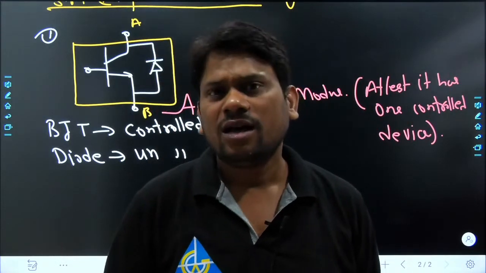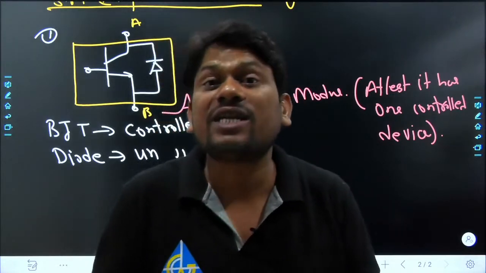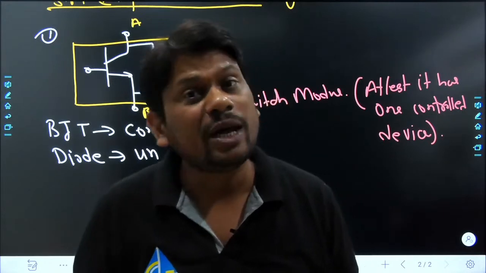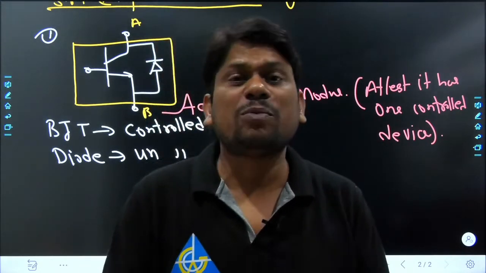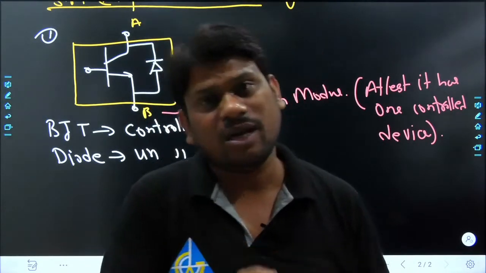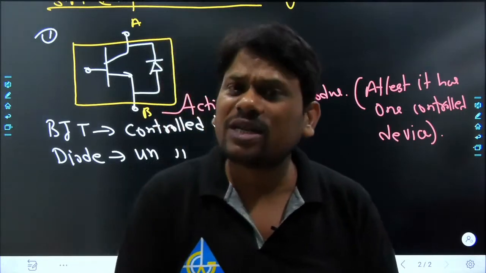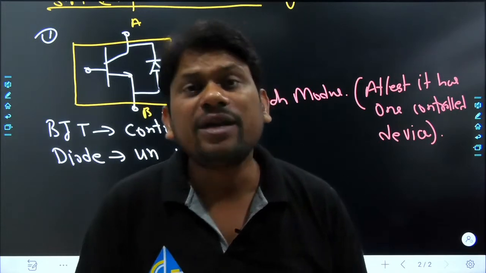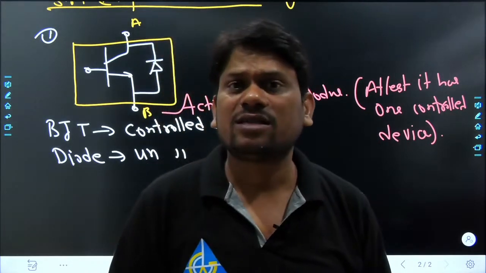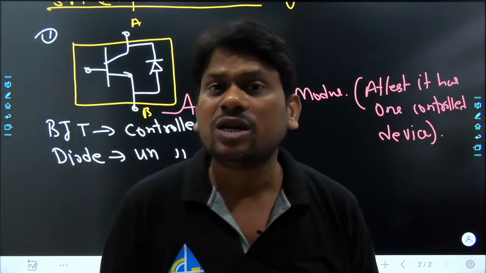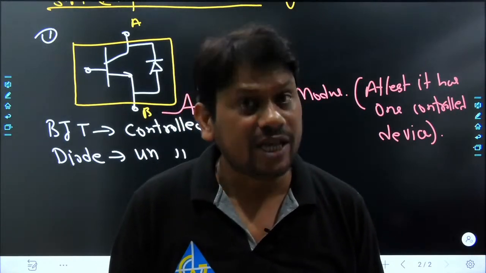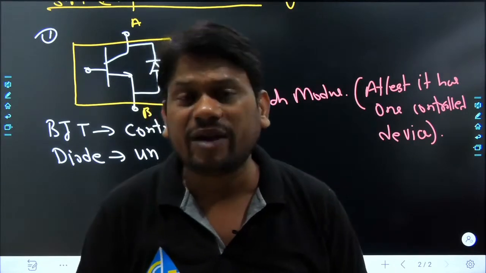What is the selection procedure to use a power electronic device to design different types of converter? Obviously, the most important things are switching losses and conduction losses. If the switching losses and conduction losses are really small in comparison to our single device, then definitely we have to use a switch module. So that's why switch modules are really very popular nowadays instead of using a single device.